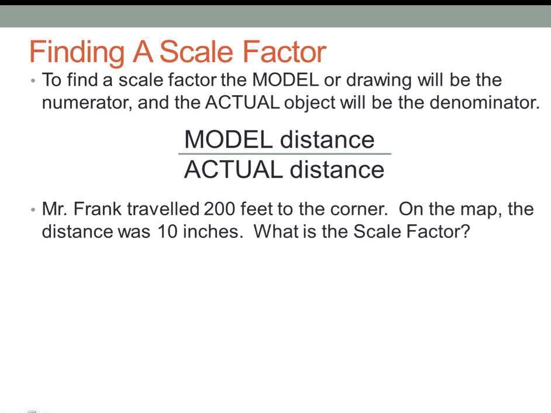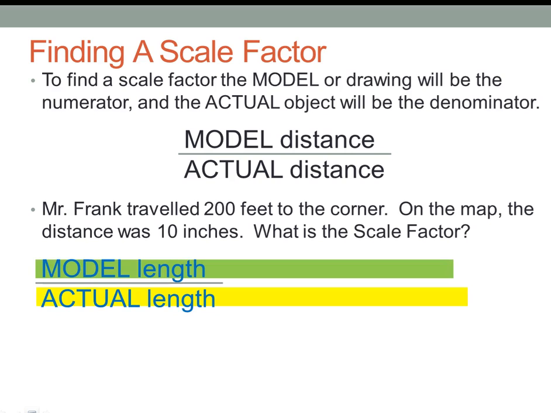So let's say I traveled 200 feet to the corner, and yeah, I needed a map to do it. You know, I wasn't really sure how to get to the corner. So on the map, the distance was 10 inches. So I want to find out the scale factor. So the model distance would be what's on the map. So the model length or distance would be 10 inches, and the actual length, we're given the actual length as well, it's 200 feet. So I have a relationship between the model length and the actual length, and I'm going to use this to find my scale factor.